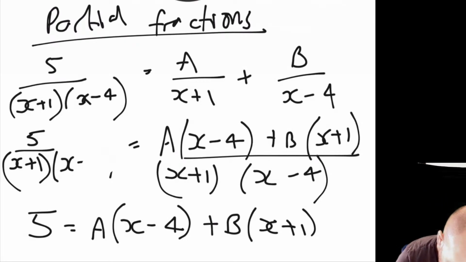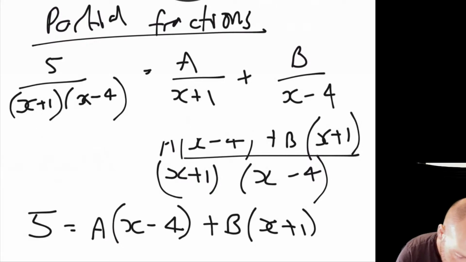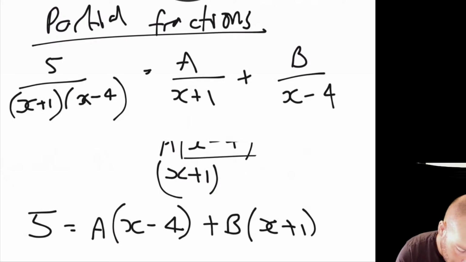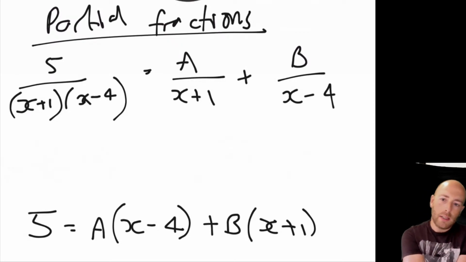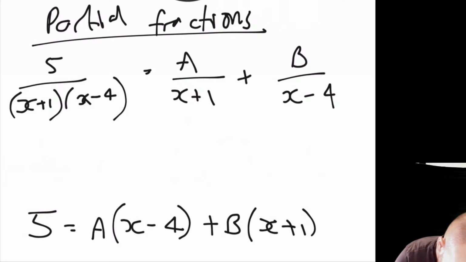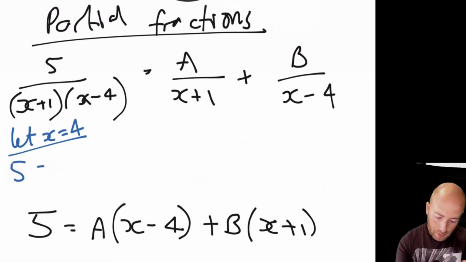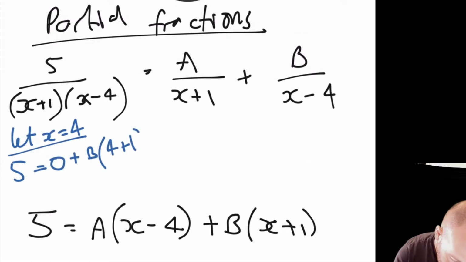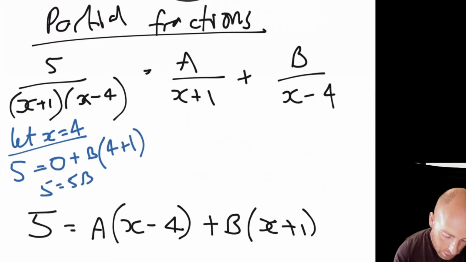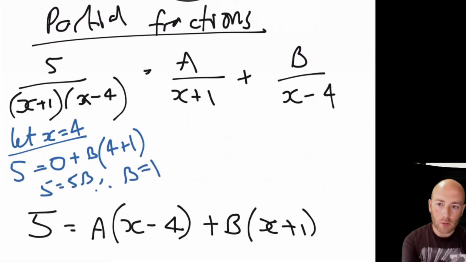What we're going to do then is substitute different x values into that bottom equation. So if I want to find B, we need to get rid of the other unknown, which is A. So if we want to get rid of A, we're going to make A be multiplied by 0. So we're going to make that bracket equal 0. So we're going to say let x equal 4. So we're going to get 5 equals, the A bracket's going to disappear, plus B lots of 4 plus 1, which is 5. So 5 equals 5B. Therefore, B equals 1.